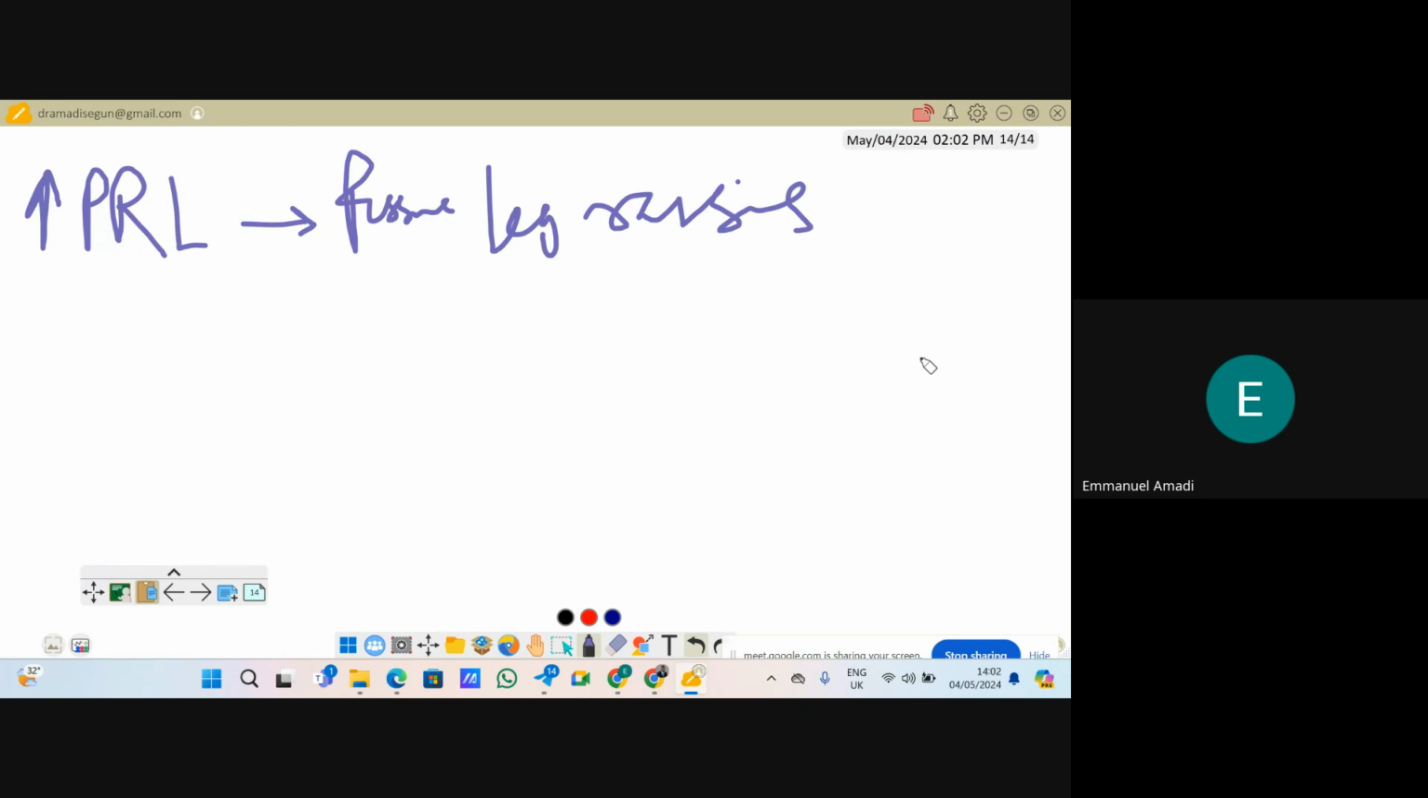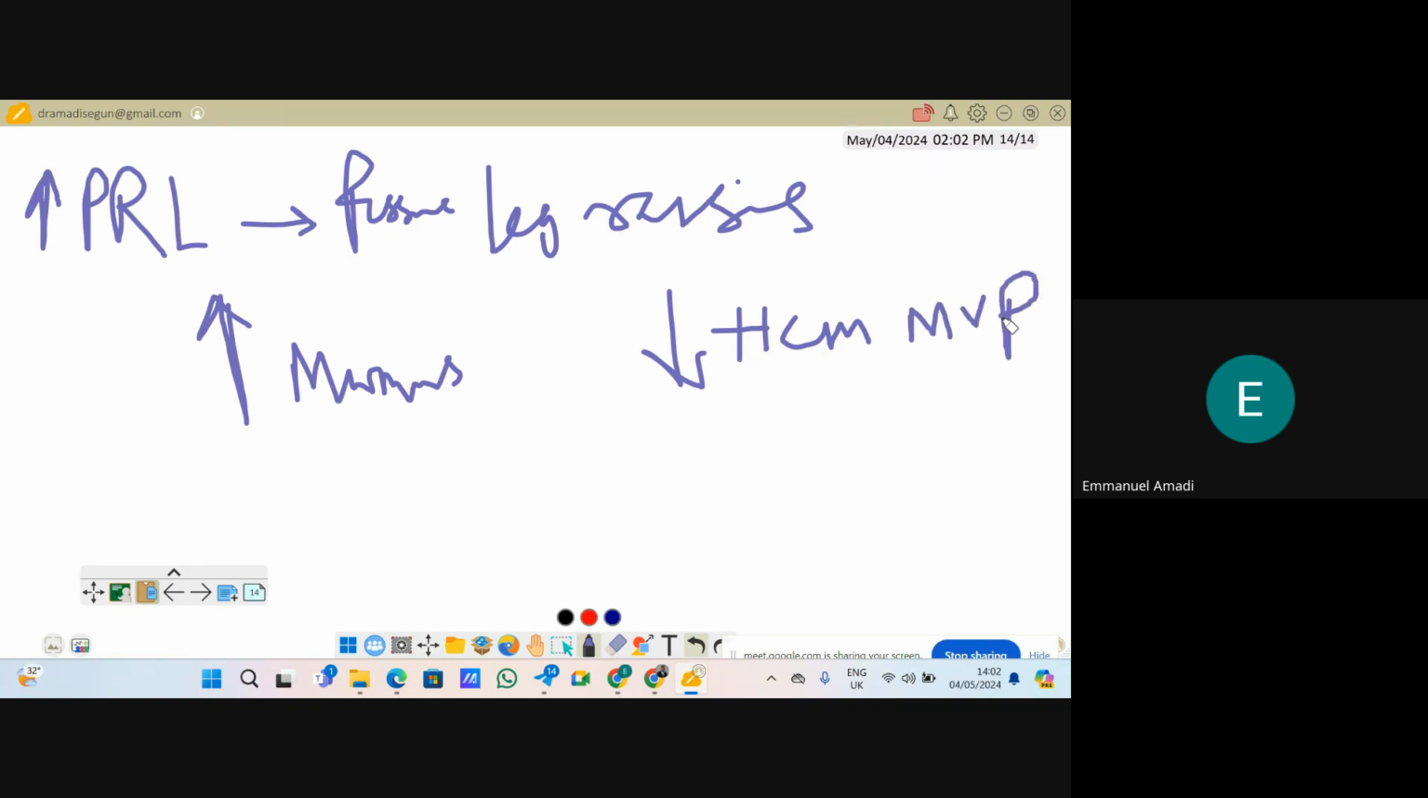Now, when preload goes up, all your heart murmurs will go up. All murmurs. There are only two murmurs that will drop with passive leg raising. That is the murmur of hypertrophic cardiomyopathy and the murmur of mitral valve prolapse. These are the only two abnormal murmurs. So if I do passive leg raising for this patient and the murmur reduces in intensity, these are the two I am suspecting. Of course, I will rule out every other murmur. It has to be hypertrophic cardiomyopathy or mitral valve prolapse. Those are the only two that reduce with passive leg raising or increase in preload.